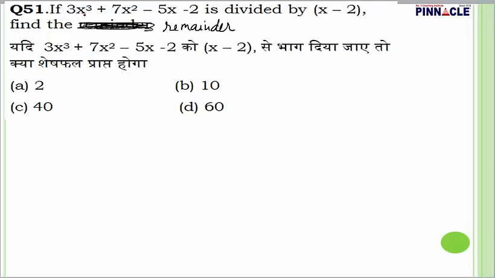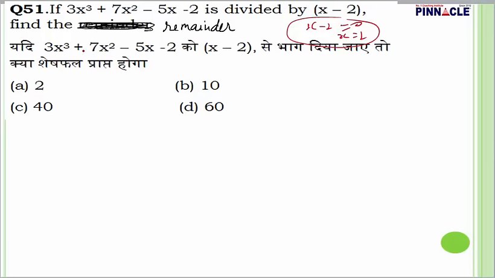if 3x cube plus 7x square minus 5x minus 2 is divided by x minus 2, then what is the remainder? We have to find the remainder. Now, if x minus 2 is equal to 0, then x is equal to 2. We have to put the value x is equal to 2 in this equation, because it will be divided by x minus 2.